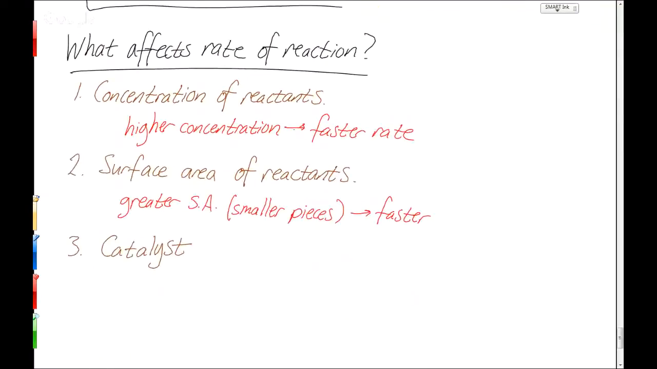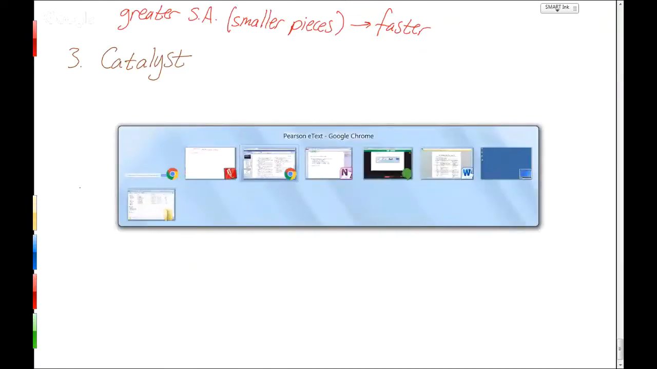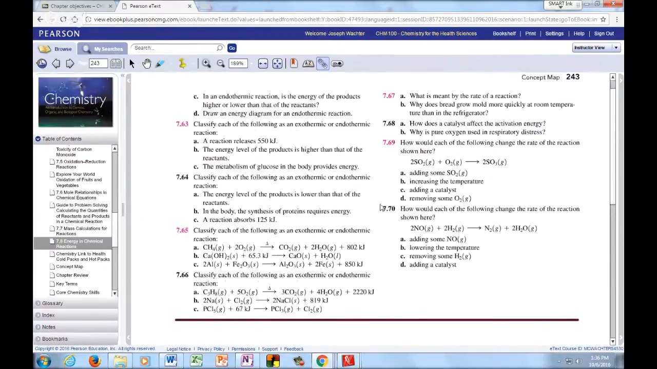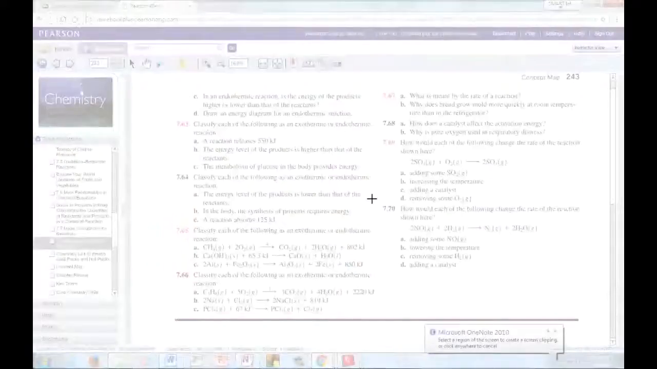So that's how you affect the rate of your reaction. That's how you can speed things up. Questions about that stuff? All right, we got about 10 minutes left. Let's do one equation problem, and then we'll be done. Actually, let's do this first.